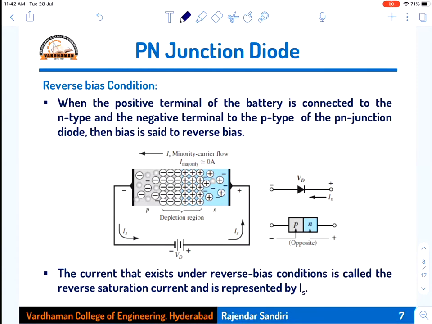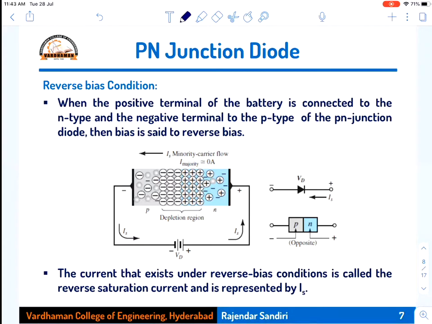Next, come to reverse bias. Reverse bias is when the positive terminal of the battery is connected to the n-type, the opposite. So positive to n-type, negative to p-type. Then we call that a reverse bias connection.